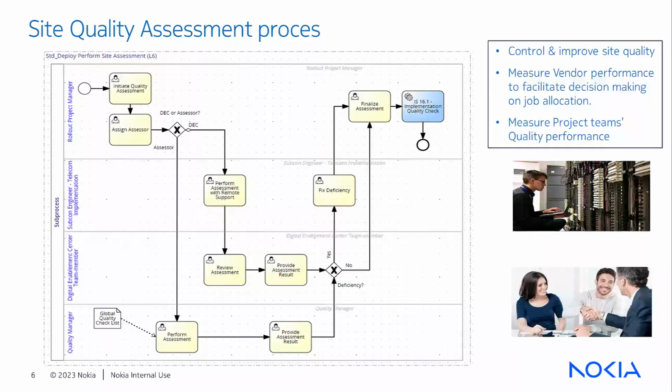Let me explain shortly how this assessment is triggered and completed. First, rollout manager initiates quality assessment to an assessor. An assessor can be a quality manager for on-site assessment or GDC or DEC, Digital Enablement Center, for remote assessment. In on-site mode, quality manager physically visits sites and performs quality assessment using predefined quality checklist as explained previously.